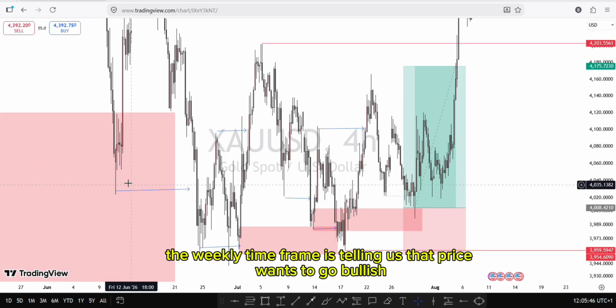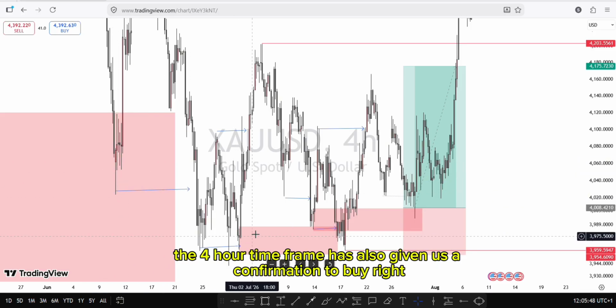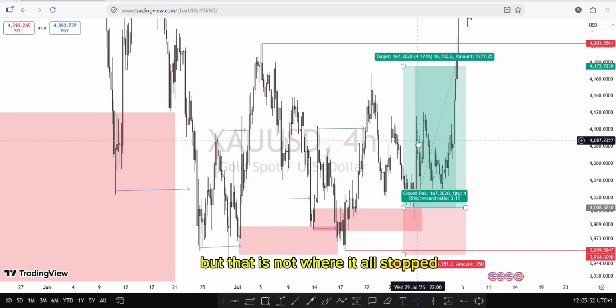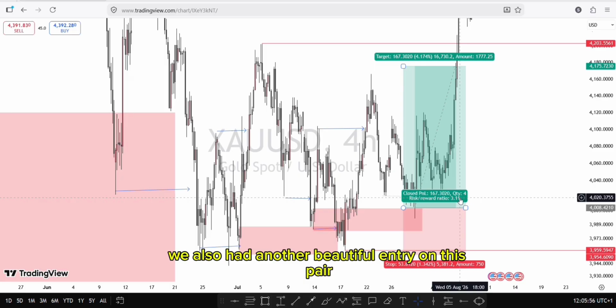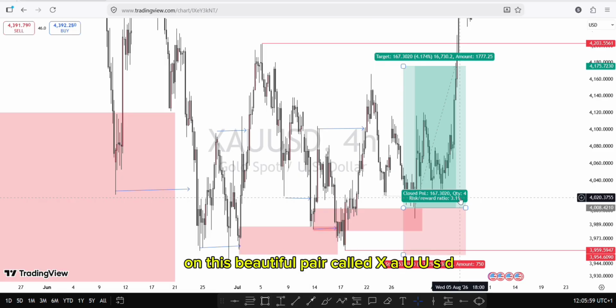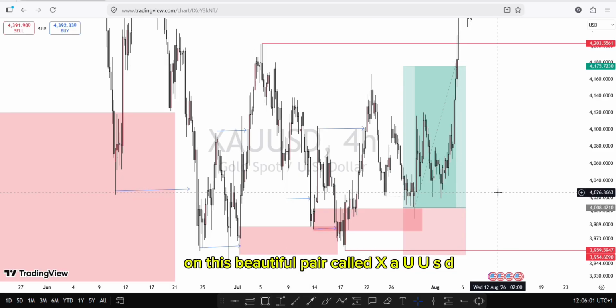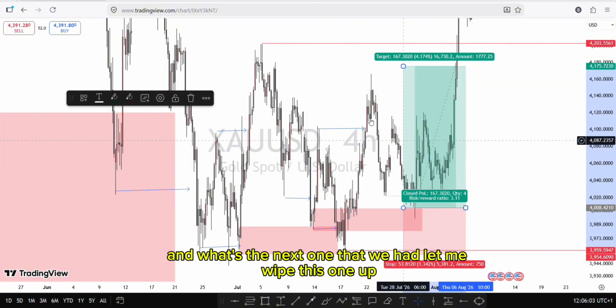The weekly time frame is telling us that price wants to go bullish. The 4-hour time frame has also given us a confirmation to buy, right? But that is not where it all stopped. We also had another beautiful entry on this pair, on this beautiful pair called XAUUSD. And what was the next one that we had? Let me wipe this one up.